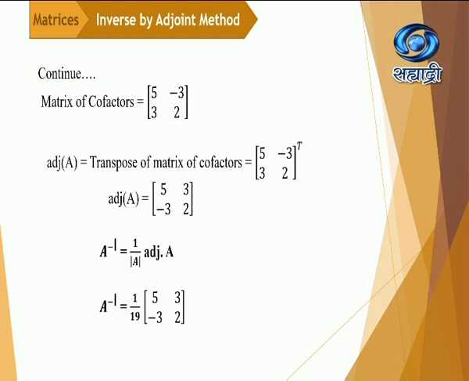We'll recall all the steps one more time. While applying the adjoint method, first of all find determinant A, check whether it is 0 or non-zero, then get the minors, then find cofactors related to each element of matrix A, then write down the matrix of cofactors, then write down the adjoint of A. Adjoint is nothing but the transpose of the matrix of cofactors, and then write down the formula and substitute the determinant and adjoint of A in the formula to get A inverse. So here is the A inverse.